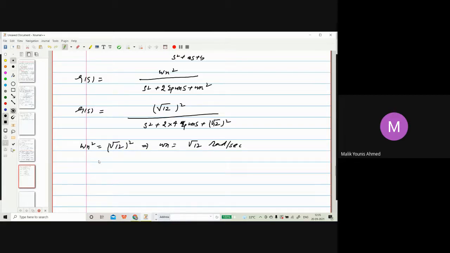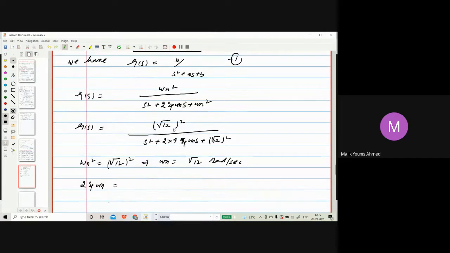Now we have what we will be having. Here it is 2 xi omega n, the coefficient of s we are taking. So in our question, what I have written here is 8s.